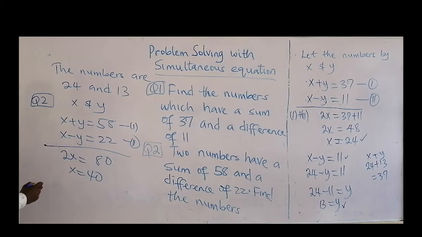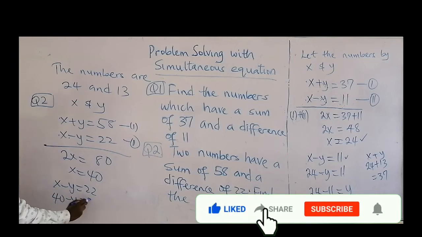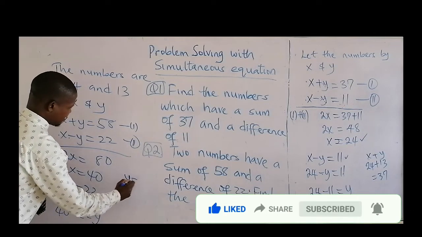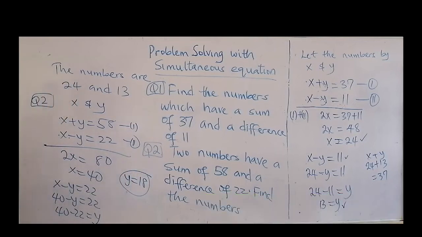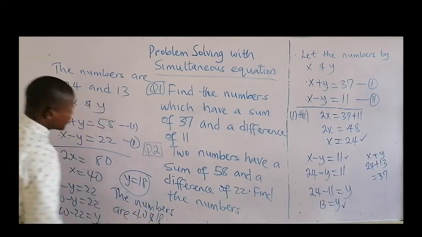Then substitute into any of the equations. That will be 40 minus y equal to 22. So 40 minus 22 equal to y, and y is 18. If you want to confirm the statement, 40 plus y, which is 18, confirms the statement. Then just make a statement: the numbers are 40 and 18. So that finishes that question.